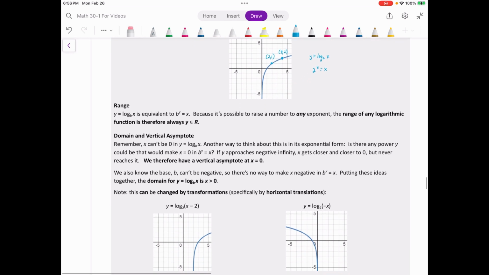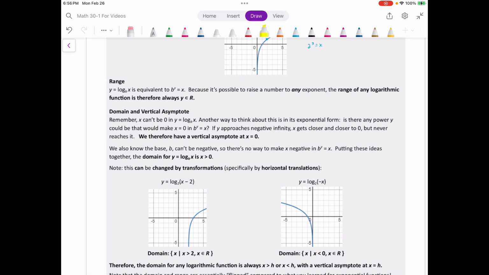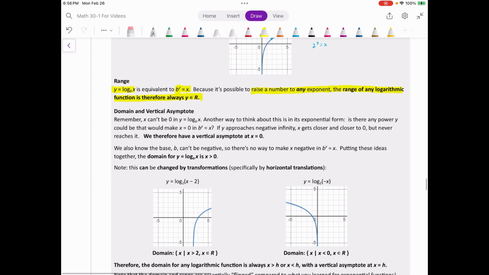So let's think about range and domain. y equals log base b of x is equivalent to, don't forget, b to the y equals x. This to the power of this equals this. Now, much like with exponential functions, we can raise a number to any exponent. So the range of any logarithmic function is always just y is an element of the real numbers. We're allowed to raise to any exponent. We saw that in a previous lesson with exponential functions. If I have y equals b to the x, their domain was all real numbers.